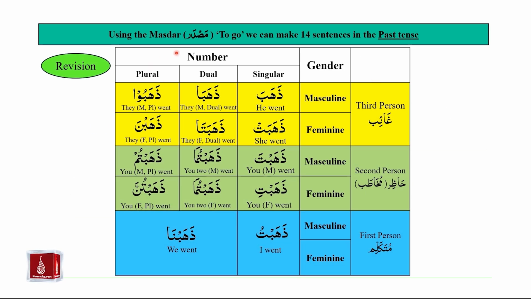Next, we used the masdar, to go, to make 14 sentences in the past tense, or we made 14 jumla fi'liya in the past tense. We started with our first jumla fi'liya, which was zahaba. Zahaba means he went. Zahaba, zahaba, zahabu. Zahabat, zahabata, zahabna. Zahabta, zahabtuma, zahabtum. Zahabti, zahabtuma, zahabtunna. Zahabtu, zahabna.